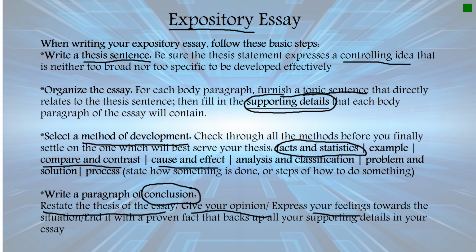And these supporting details are also backed up with details. The details are sometimes reasons, opinions, explanations, examples, whatever they might be, in order to make the reader understand what you are talking about. Another thing that you have learned is that you have to select a method of development. If you can recall the model that I gave you in class, the method of development was facts and statistics. Yet you have other kinds of methods of development like compare and contrast, cause and effect, etc.